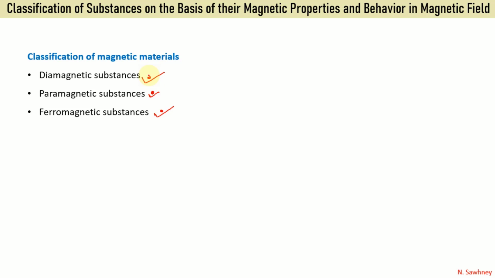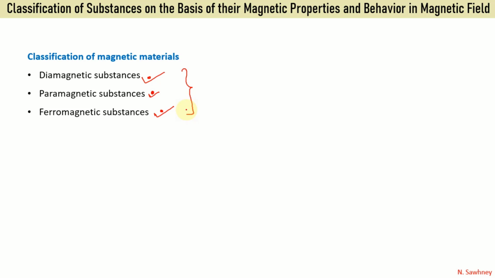So, how can we classify these substances? If a substance has magnetic moment, then it is a magnetic substance. If magnetic moment exists, it is a magnetic substance. If there is no magnetic moment, then that substance is not a magnetic material. So, the behavior of diamagnetic, paramagnetic and ferromagnetic substances can be understood by the atomic model also.